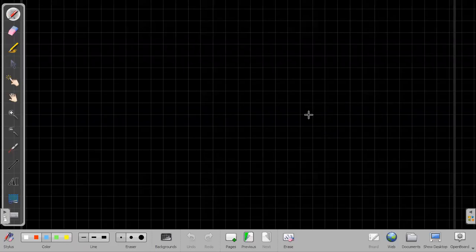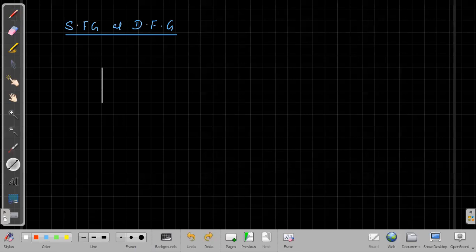Okay, we can continue the discussion of sum frequency and difference frequency generation. Actually, we have not discussed the schematic diagram as well as the energy level diagram of sum frequency and difference frequency generation. So that we'll discuss in this small video. Suppose you have a nonlinear crystal with chi-2 susceptibility, the second order nonlinearity.